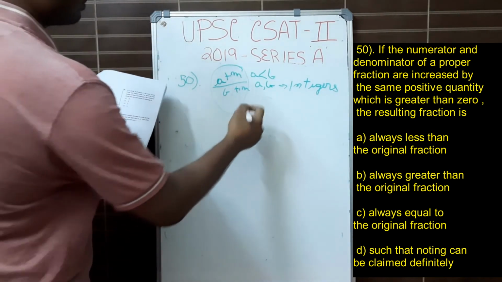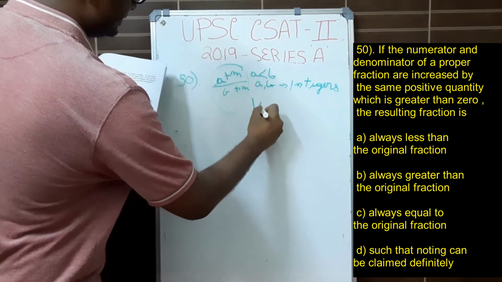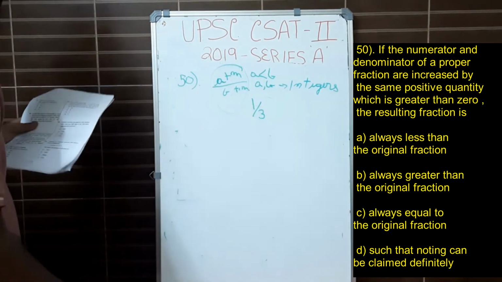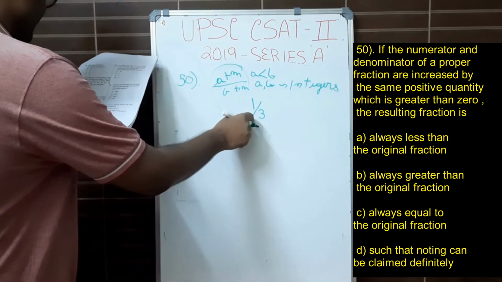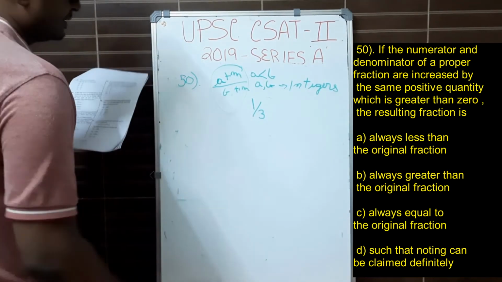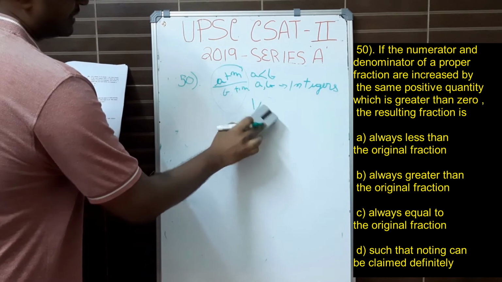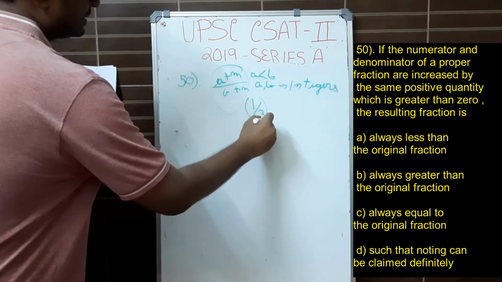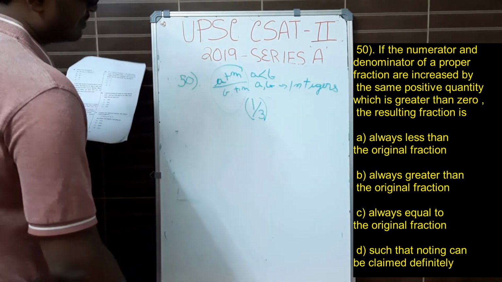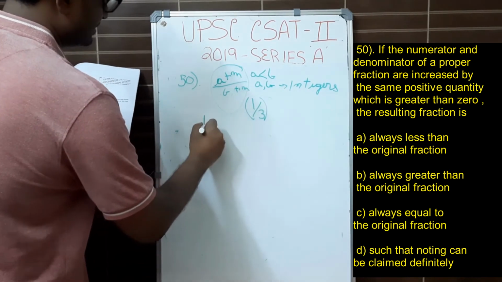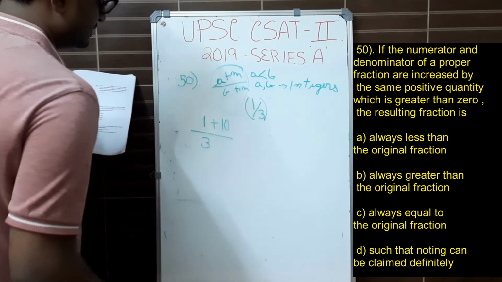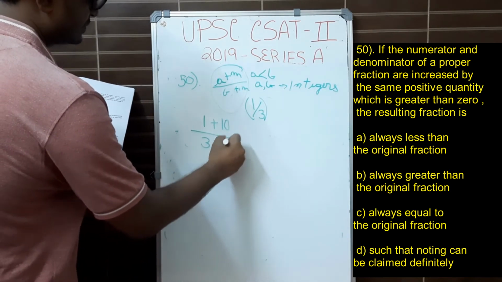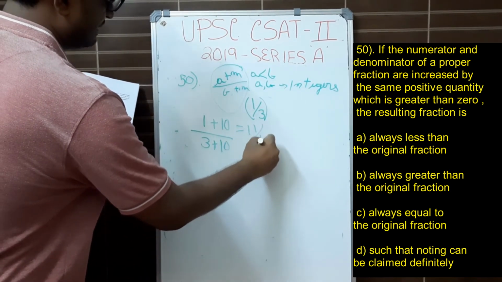So let's assume a proper fraction, let's say 1 by 3. They want us to increase the numerator and denominator by the same positive quantity. They want to increase this number 1, they don't want to increase this whole thing. I mean, ultimately they do that, but what they want to do is 1 by 3 plus some number, say 10. So now the resulting fraction is 11 by 13.